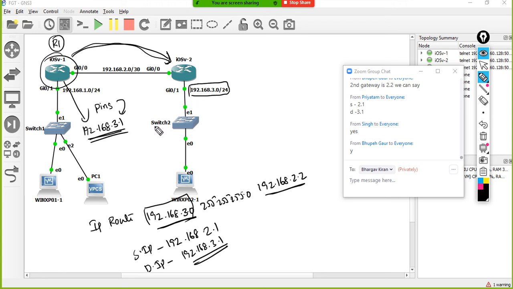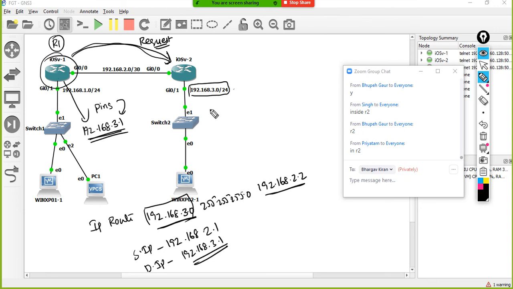Where we configured 3.1? In router 2, inside router 2. Now the echo request came here. Now this guy has to reply back, right? Then what is the source and what is the destination? Madam Singh, help me out. What is the source and what is the destination? Because the information reached here in router 2, right?